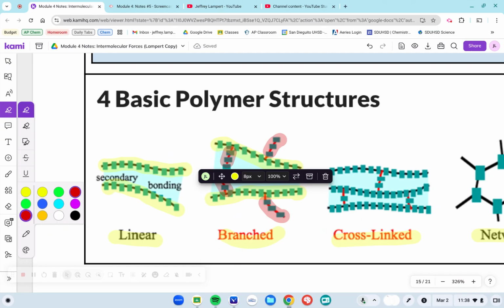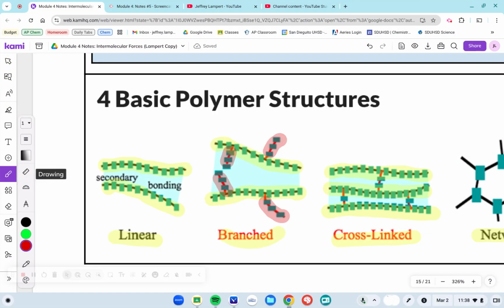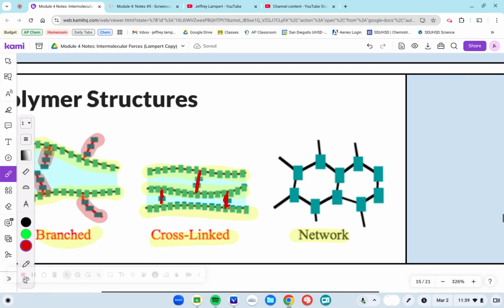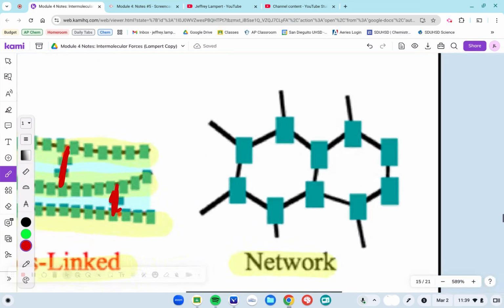Now, in a cross-linked polymer, again, we still have those same straight chains, but now instead of just having branches, we have these connections from one polymer to the other. So I have this connection from chain 1 to chain 2 and chain 2 to chain 3 over here. We call those cross-links because they're links crossing between 2 chains. And lastly, we have network polymers. In network polymers, each monomer is connected by chemical bonds to multiple other monomers. So it's not just one long chain of monomers, it's that every monomer is connected together.